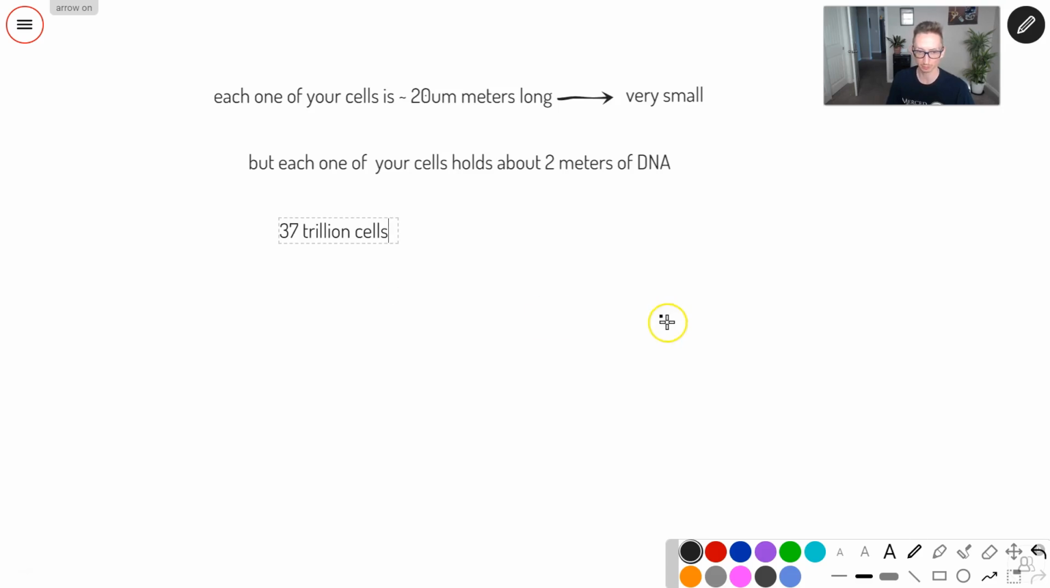You have 37 trillion cells, which means that you just take this number, multiply it by 2. You got 74. I'm kind of rounding up, or would that be 76? No, 74 trillion meters of DNA.